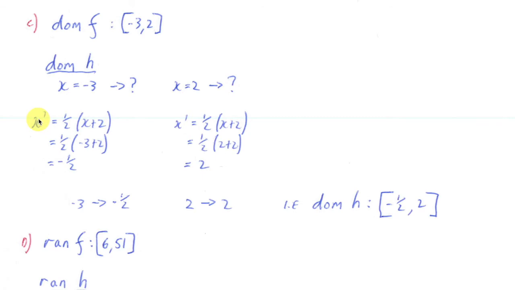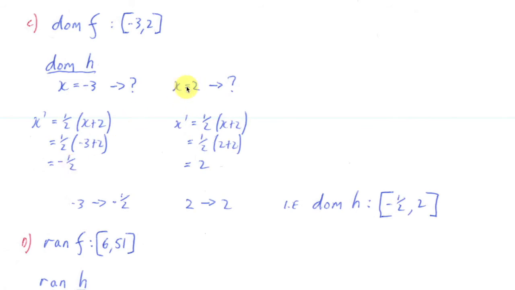So the new x value, which is a part of the h of x function, x prime, is equal to a half of the bracket x plus 2, where x is the original value. So what we're going to do is use that knowledge. So we've got a half, negative 3 comes in for x, plus 2, and if we do the calculation on that, it ends up being negative a half. So the new x value is negative a half.